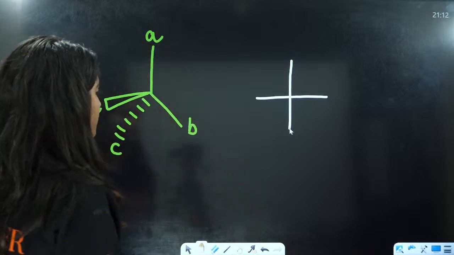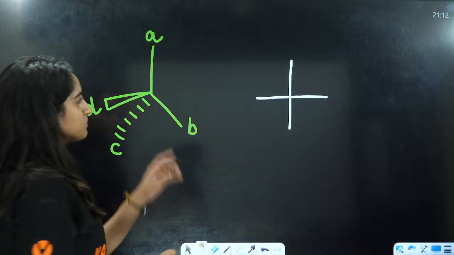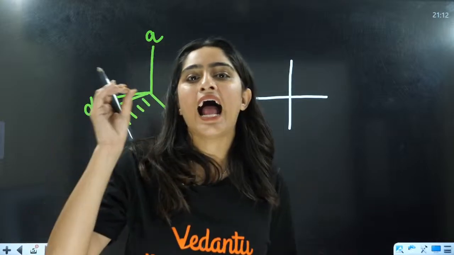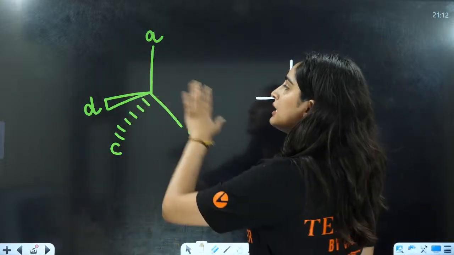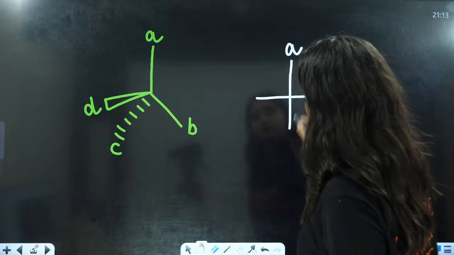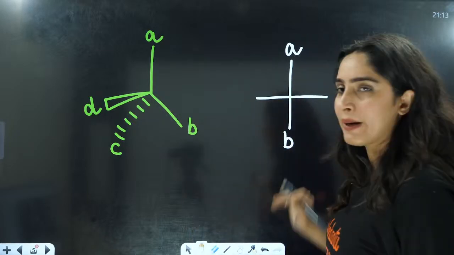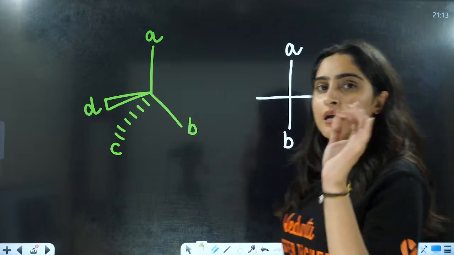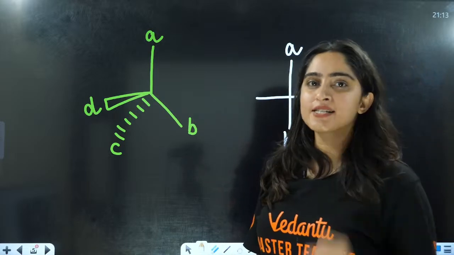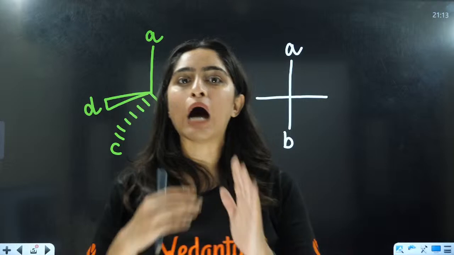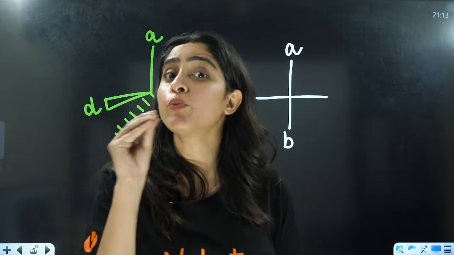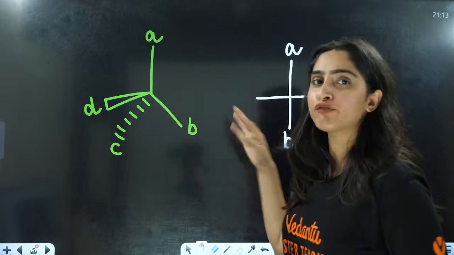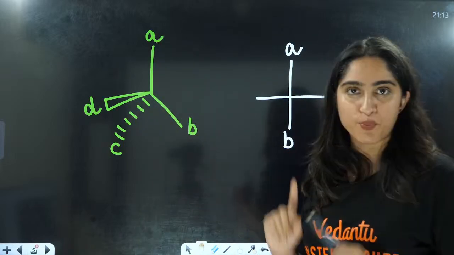Now let us draw the Fisher projection here. Very simple. The atoms that are on the plane, that means that are drawn by just a single line, will be at the top and bottom positions. And those that are out of the plane, that means the front side and the back side, are going to be on the left or the right side of the Fisher projection.